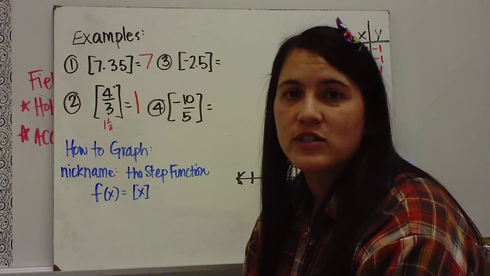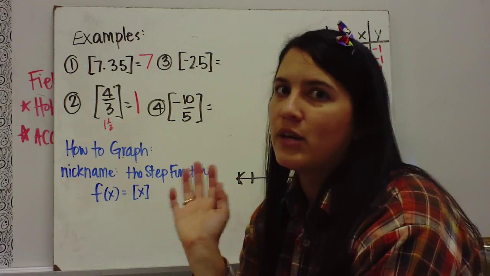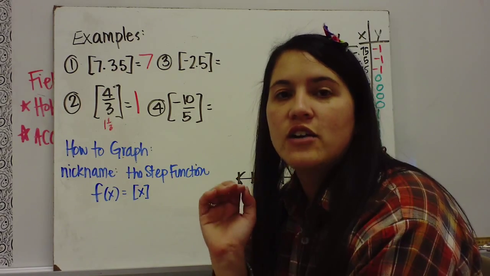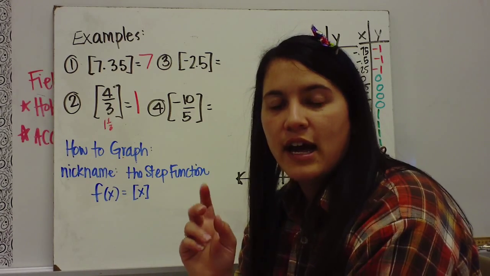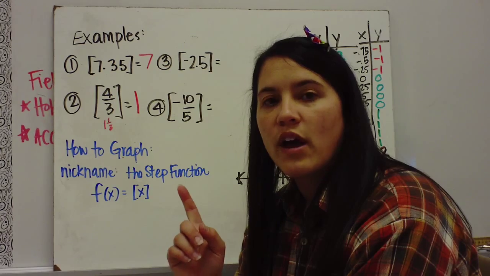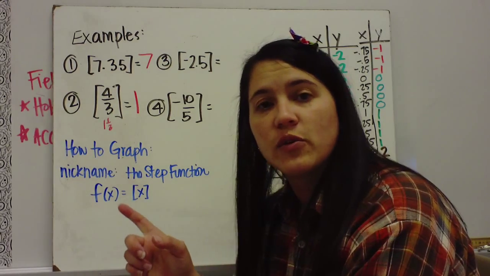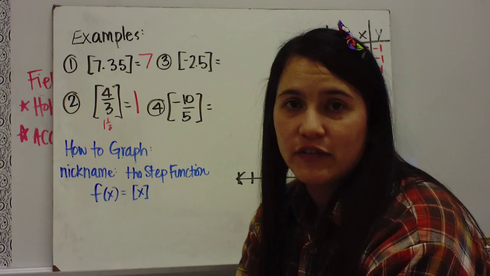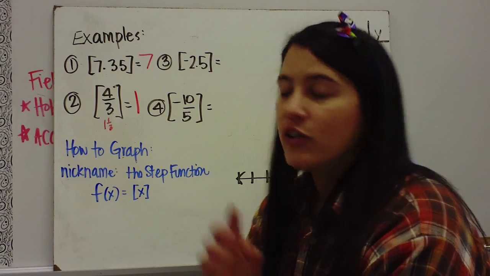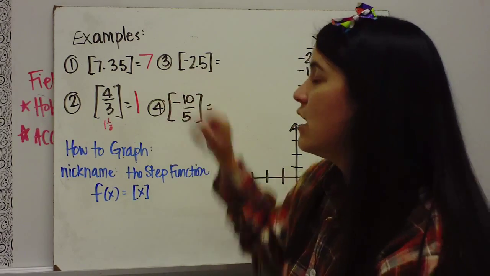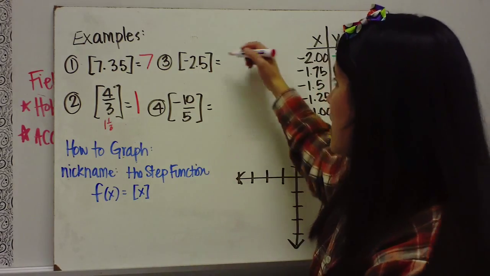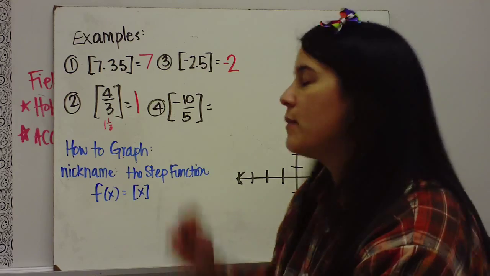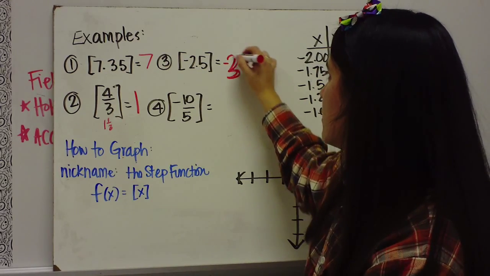Negative 2.5. Your mind should be thinking, okay, it's either going to be negative 2 or negative 3. Again, it's the greatest integer without going over. Now, we've gone over negative 2, but we haven't quite gotten to negative 3. Whenever you have these, you have to think, the negatives are weird. So this answer would be negative 2. Negative 3, sorry.